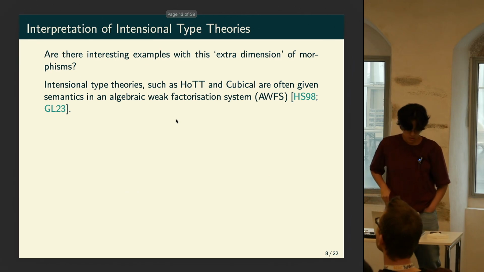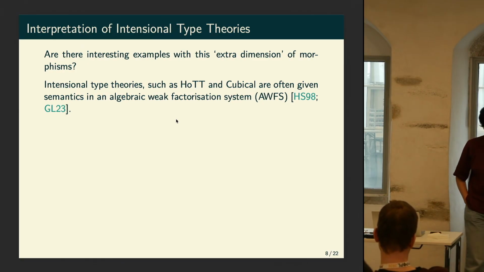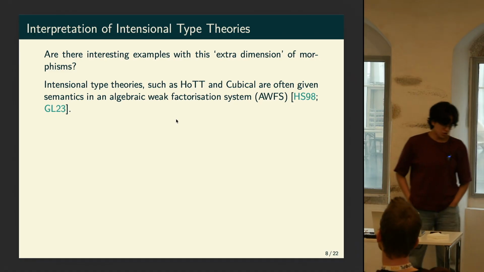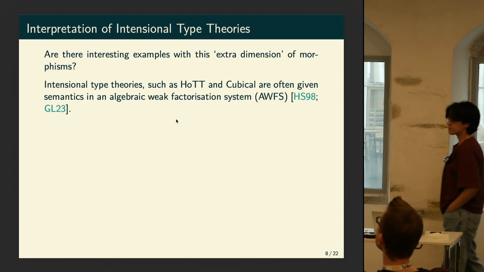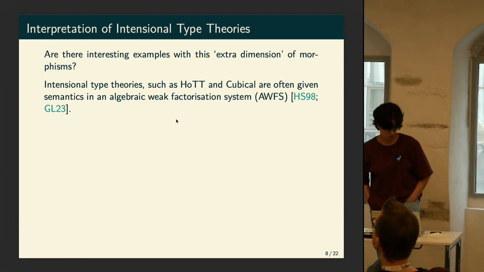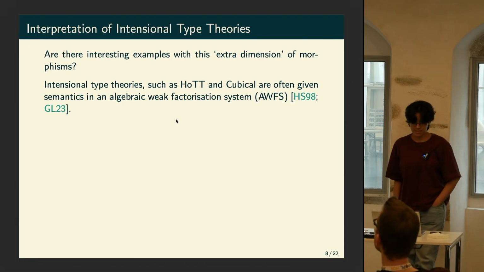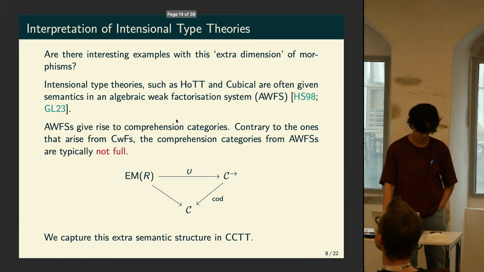And back to our first question, are there interesting examples with this extra dimension of morphisms that we have? Yes, there are interesting examples. Intensional type theories, such as homotopy type theory and cubical type theory, are often interpreted in some categorical structure which are called algebraic weak factorization systems. I will not talk about them in this talk, but I will tell you that whenever you have an algebraic weak factorization system, you can get a comprehension category.